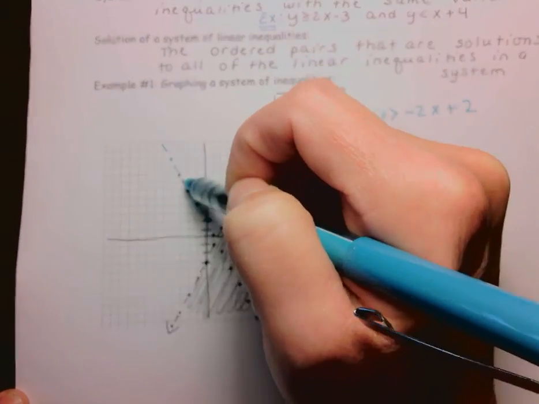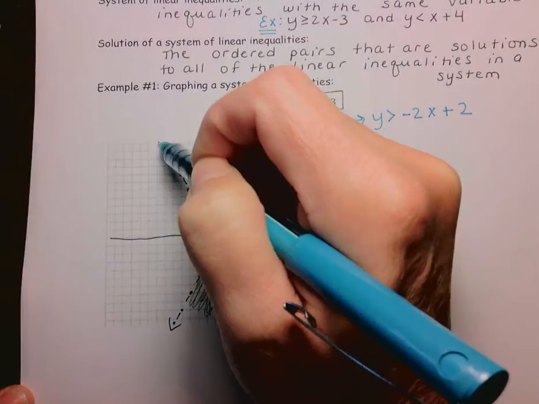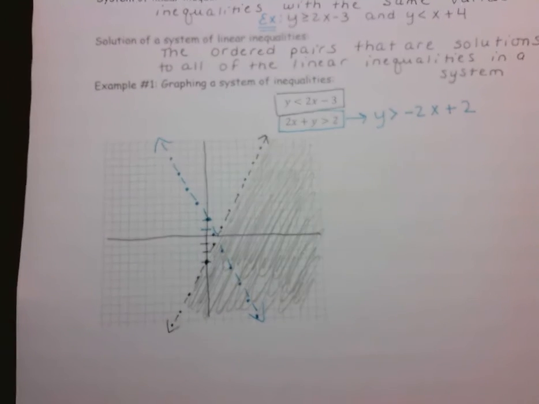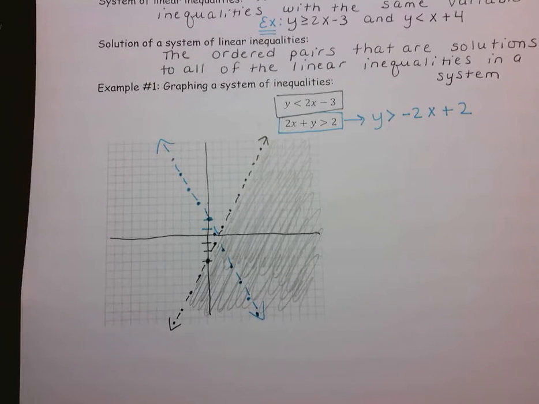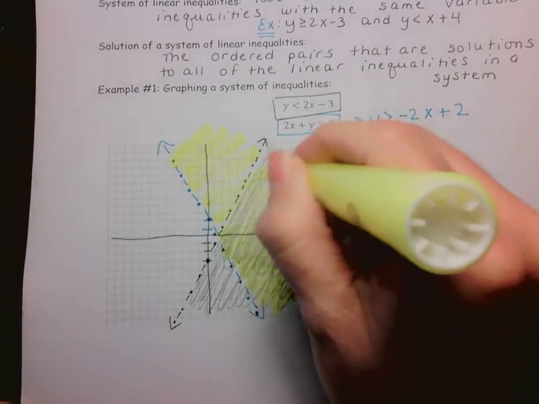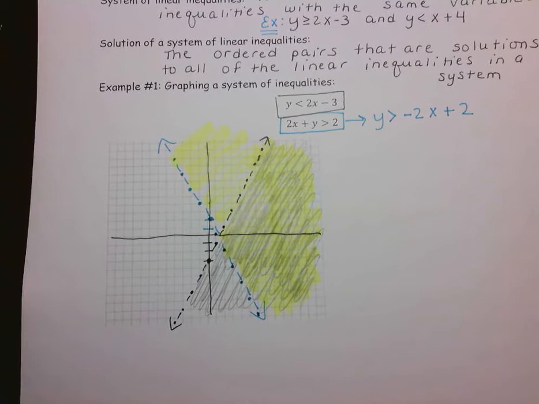Again, my line is going to be dotted because it's not an or equal to. And then I want to highlight up towards those positive y values because it's a greater than. So none of that is new. That's what we did in lesson 5. We learned how to graph inequalities. The only thing that's different here is instead of graphing one linear inequality, I'm graphing two.